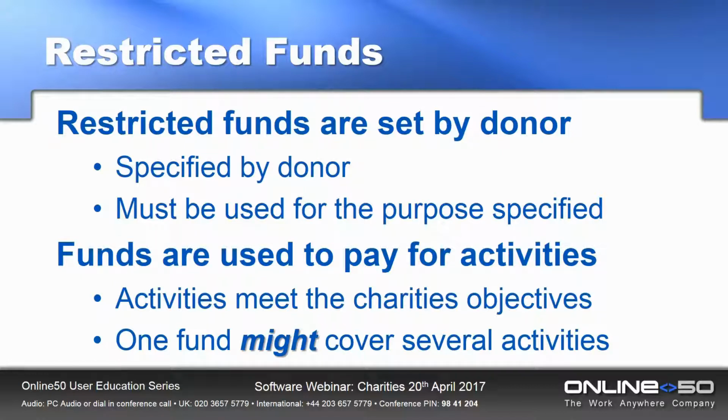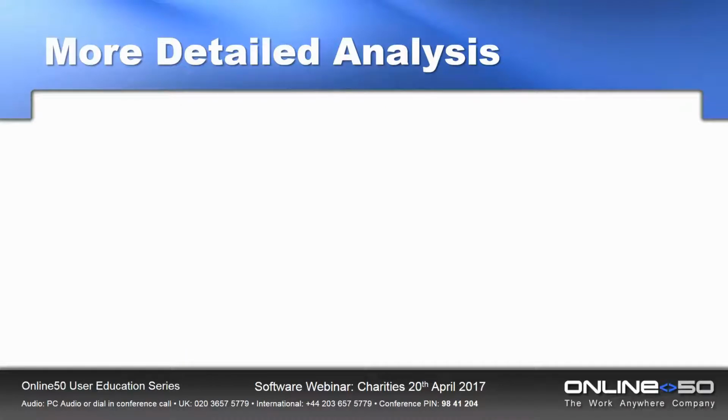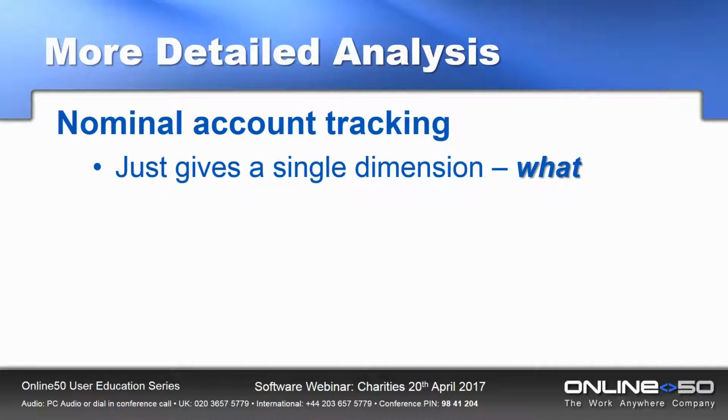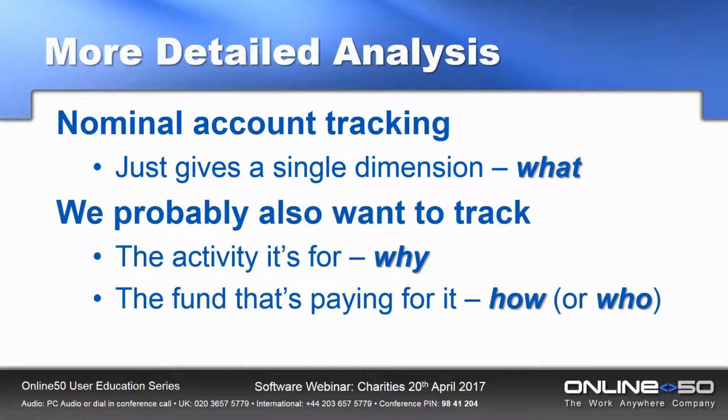So let's think about the analysis that we're going to need in terms of capturing the information so that we can make sure we're managing restricted funds properly. We talked earlier about using the nominal account tracking. Nominal accounts are going to give us just a single dimension of analysis, what we spent the money on. For example, office stationery. We probably also want to track the activity that it's for. Why are we spending that money? And the fund that's paying for it. So how are we paying for it, or who has given us the money to pay for it?